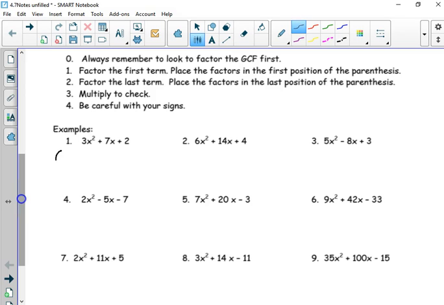We've got to do this factor. But here's the beauty of it. There's only one way to get 3 and 1. So in the previous lesson, we did x and x, 1x and 1x. This is just going to be 3x and 1x. It's the only way to get it. And there's only one way to get 2.